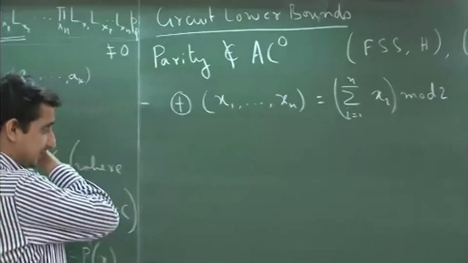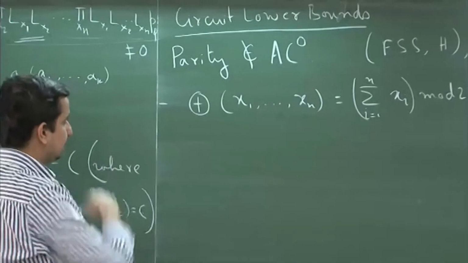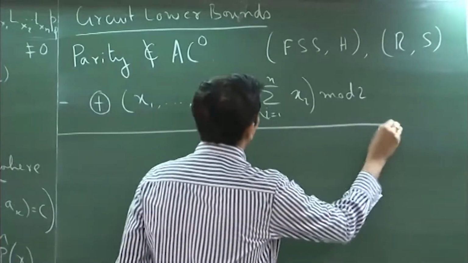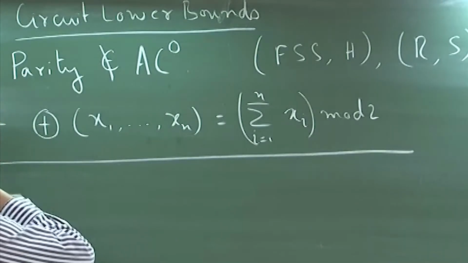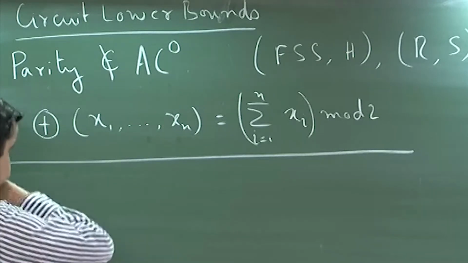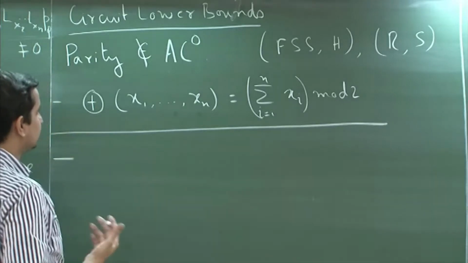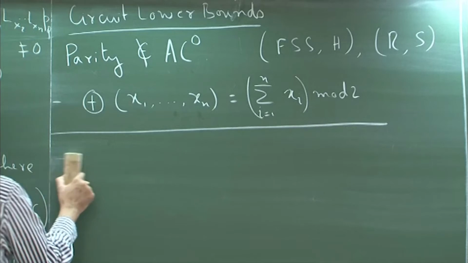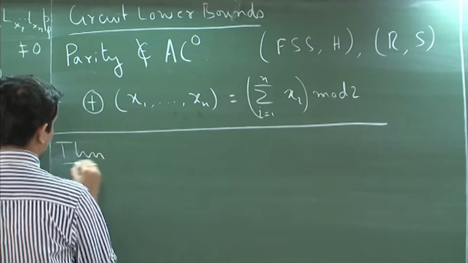So, we will make these terms formal, and together these two claims show that parity is not in AC0. We will give a proof by contradiction. Suppose there is an AC0 circuit for parity, then we will get certain contradictions. So, let me write the main theorem that we are going to prove.